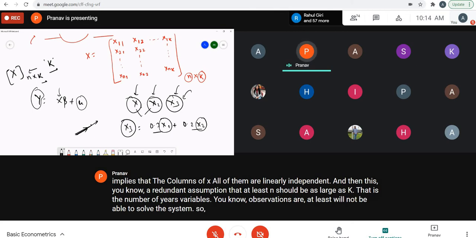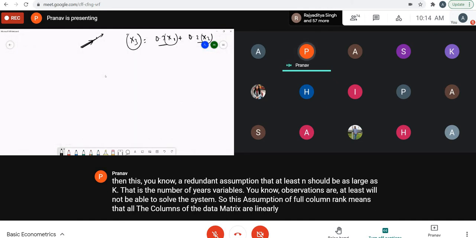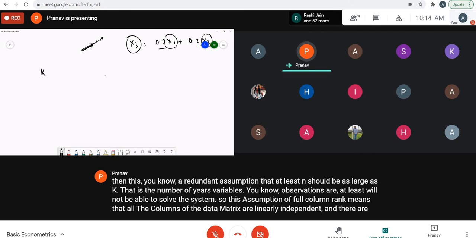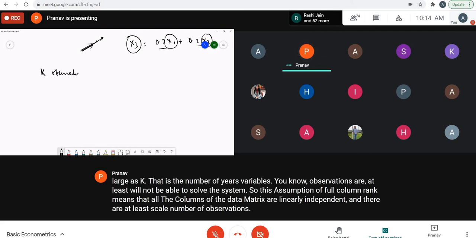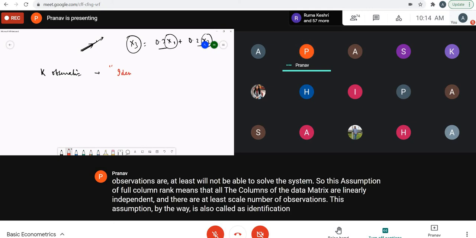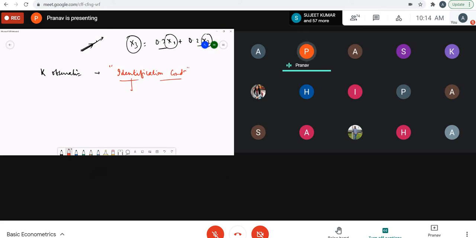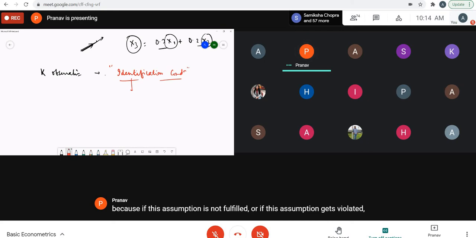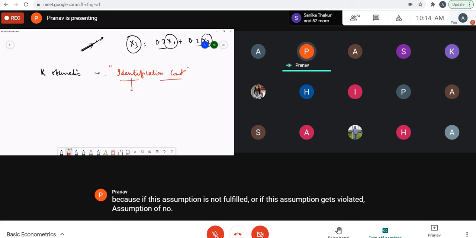So this assumption of full column rank means that all the columns of the data matrix are linearly independent, and there are at least k number of observations. This assumption, by the way, is also called the identification condition. Because if this assumption is not fulfilled, or if this assumption gets violated, it is the assumption of no perfect multicollinearity that is violated.